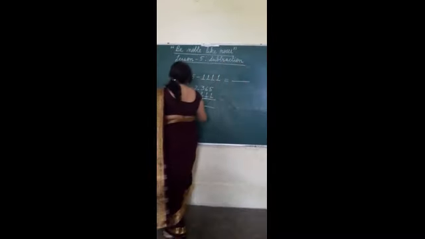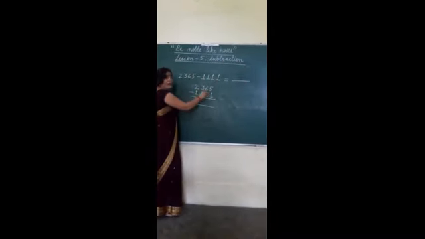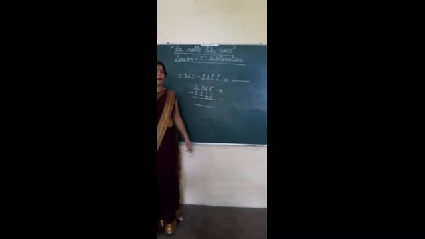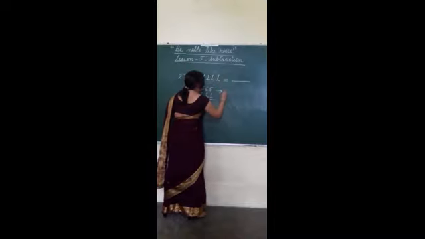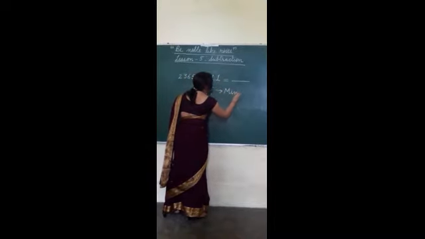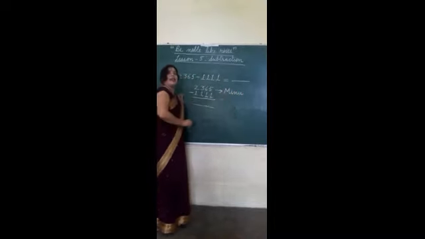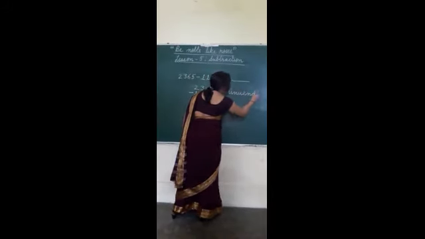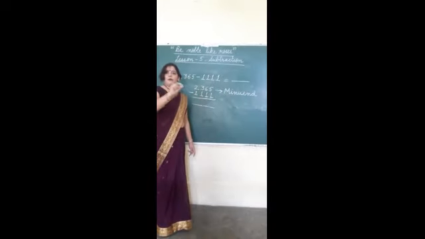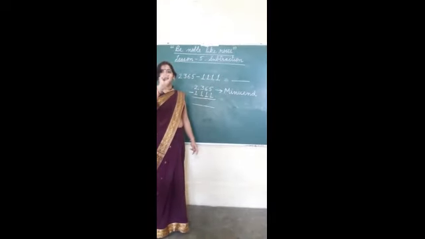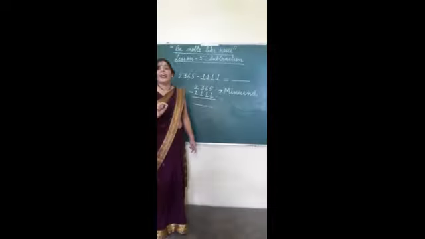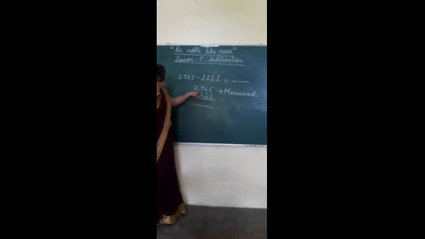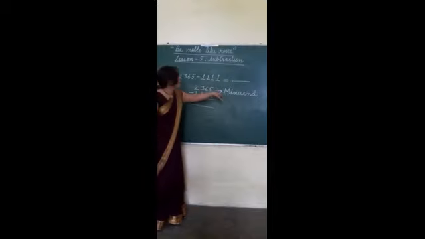The bigger number, which is arranged on the top, is known as minuend. What is it known as? Minuend. Let me write its spelling. M-I-N-U. Minu and end, E-N-D. Do you all watch movies? In movies, when the movie is over, one line comes: the end. E-N-D, end. The same end we have to write here. Okay? So the bigger number is known as minuend.